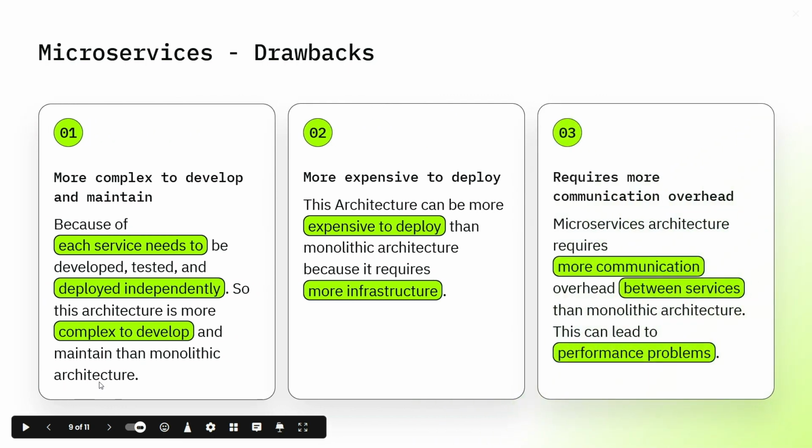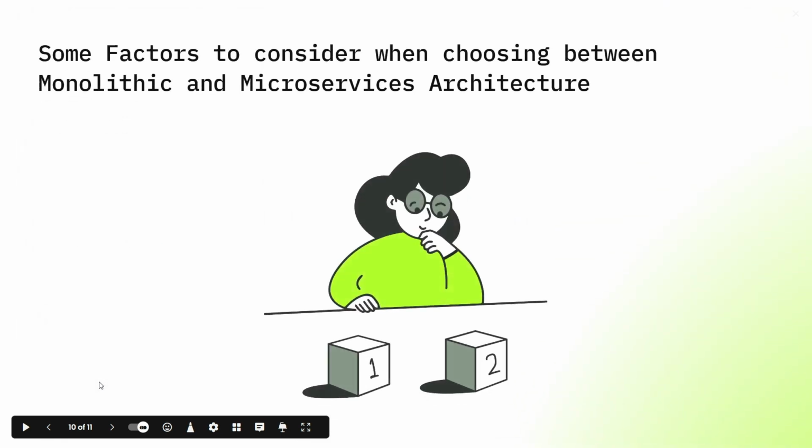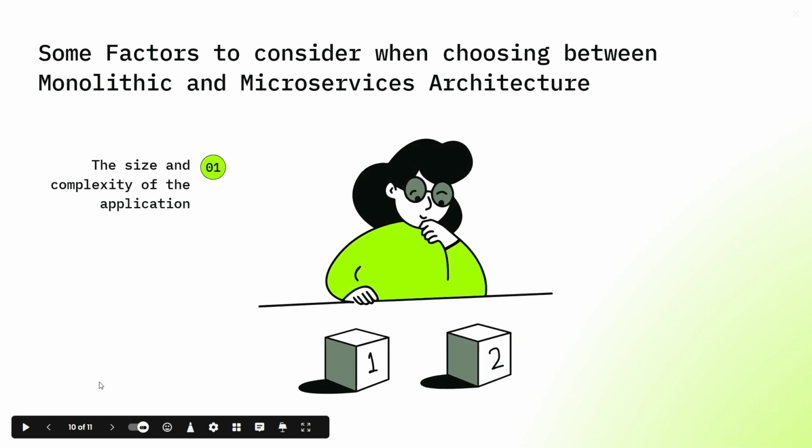More communication between services. Microservices architecture requires more communication between the services. This can lead to performance problems. So here are some drawbacks of this architecture also. Now let's talk about some factors for when to choose monolithic and microservices. Some factors to consider when choosing between monolithic and microservices architecture.